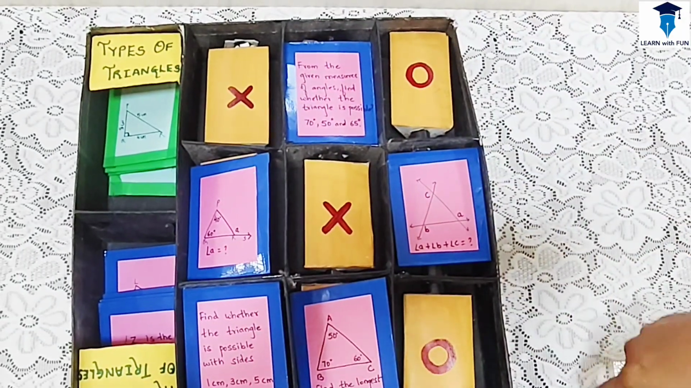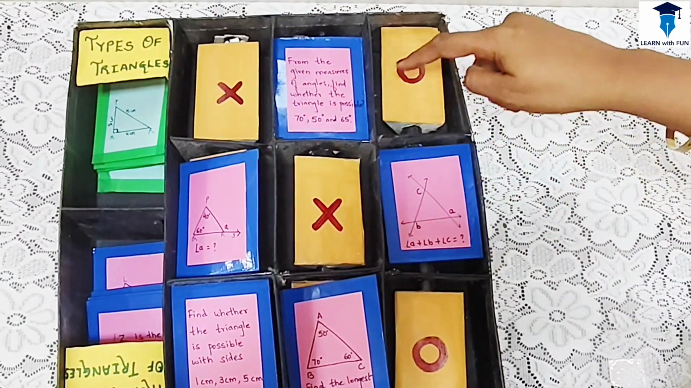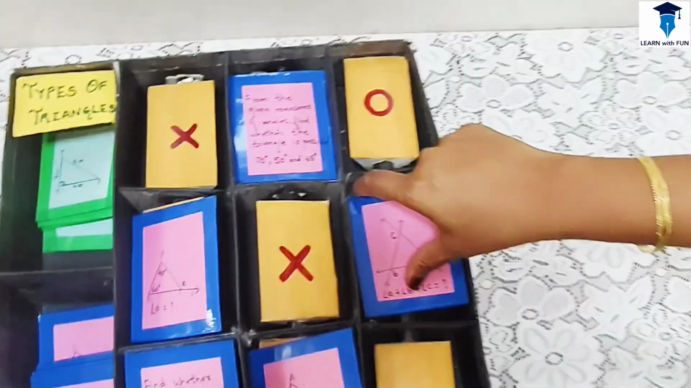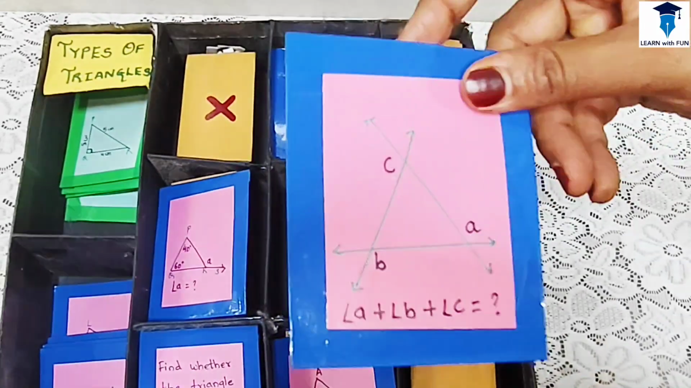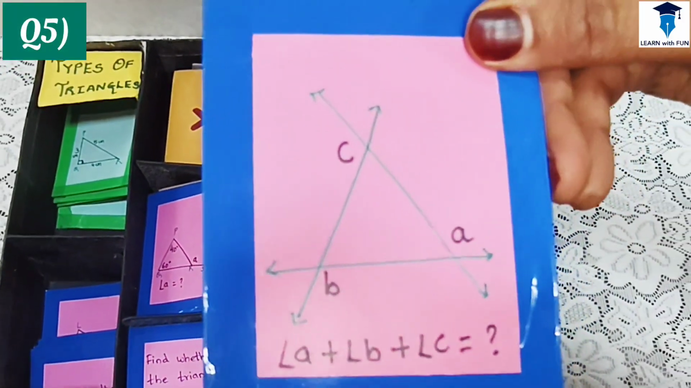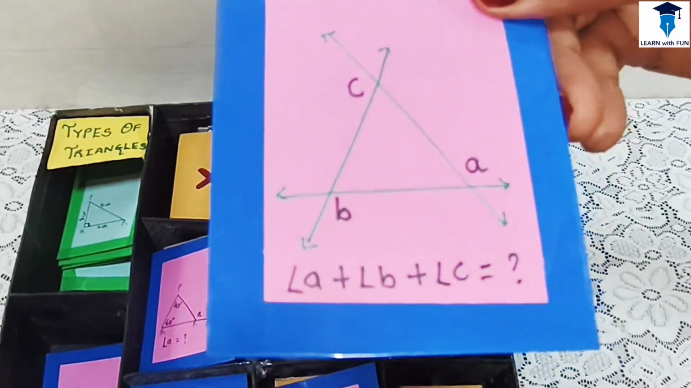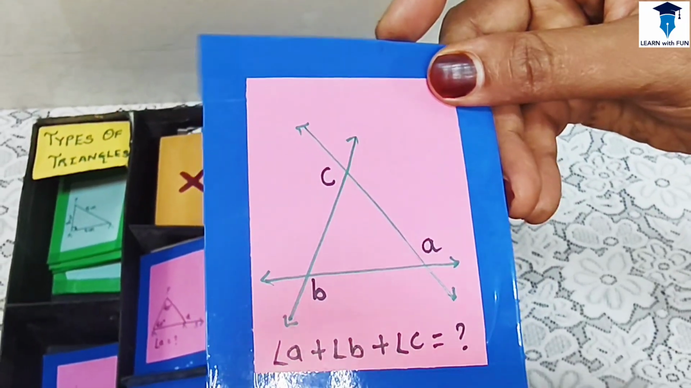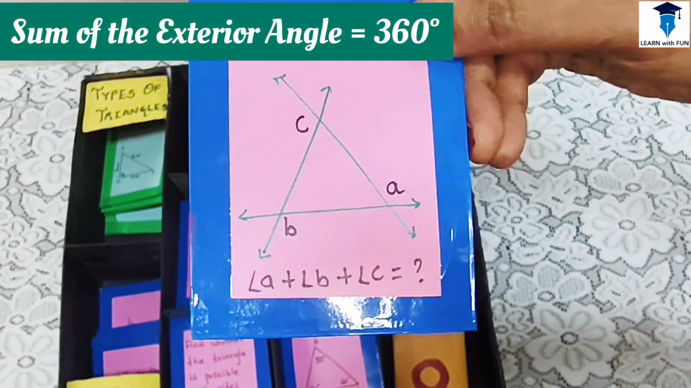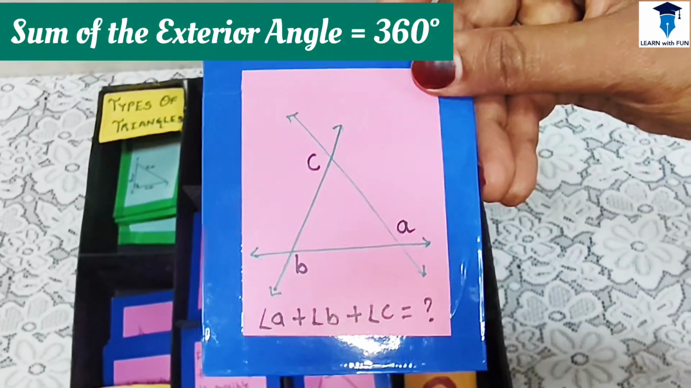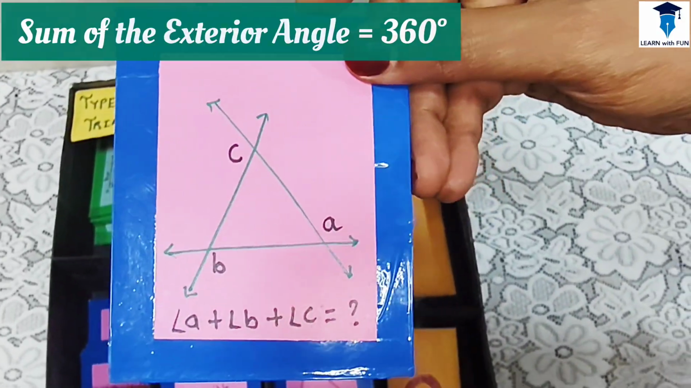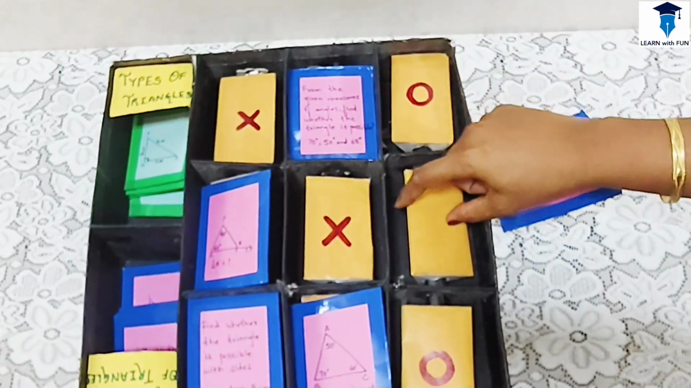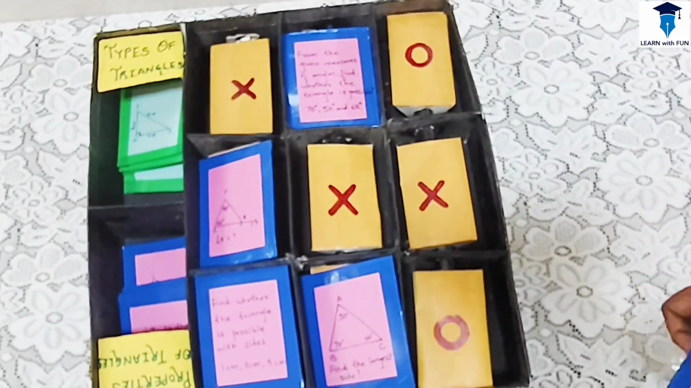Now it's time for the x. Here definitely he will think that 0 is getting formed here, so he wants to place x over here, but for that he has to give the correct answer. They are asking you exterior angle A, exterior angle B and exterior angle C total will be how much. We have done in one of the videos that the exterior angle total has to be 360 degree. So here when he says 360 degree, that is the correct answer. So here x will be placed here.